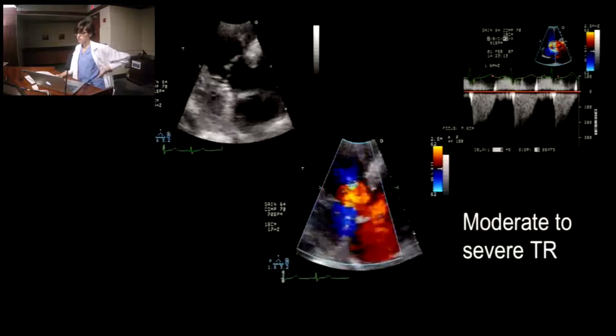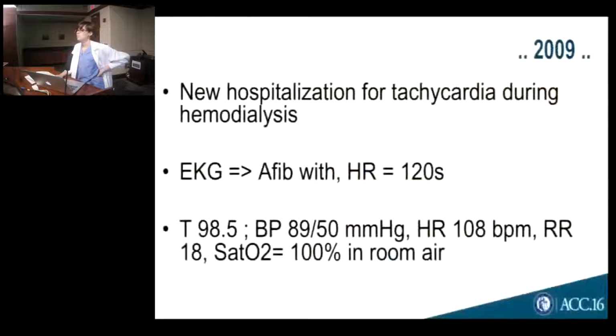therapy. She did not have any cardiovascular contact for the next couple of years, but she was seen again by a cardiologist in 2009 for a new hospitalization for tachycardia, again during her hemodialysis. She did not feel palpitation or shortness of breath this time, but her EKG this time showed a clear AFib with a heart rate in the 120s. Her vitals are there, and by the time she was seen in the emergency department, the heart rate had gone down in the hundreds.